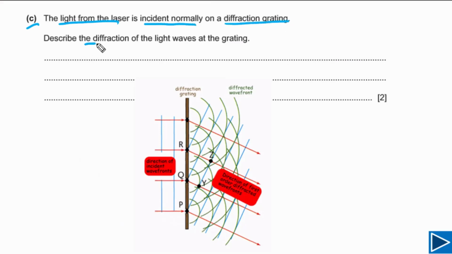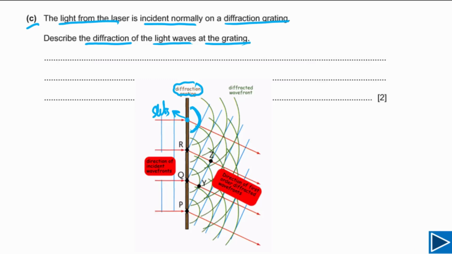For part C, it is given to us that the light from the laser is incident normally on a diffraction grating. We need to describe the diffraction of the light waves at the grating. So here is the diffraction grating. In this diffraction grating, you can see small holes, and these holes we call slits. When light waves pass through a slit, they spread out, and this spreading out of light waves as they pass through slits is called diffraction. So simply we need to say that waves spread out as they pass through the slit, and that is diffraction.